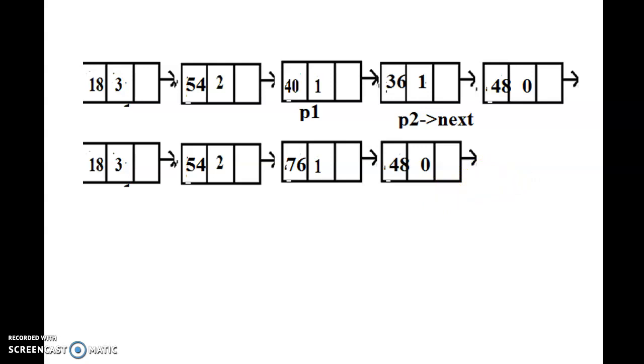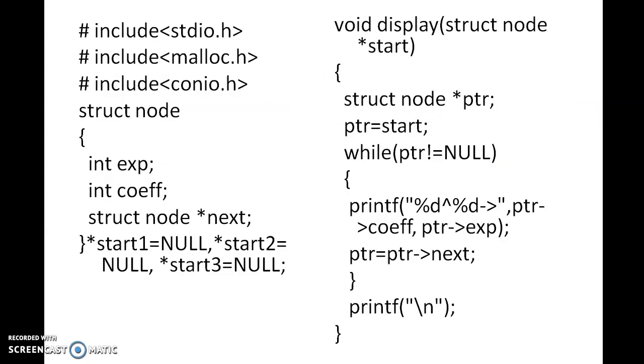So this is the way in which we are implementing polynomial multiplication. Now we'll see the program for this one. In this program, except the multiplication function, all other functions are the same as those of the addition of two polynomials. I am taking the structure node. It consists of the exponent and the coefficient and a pointer to the next node.